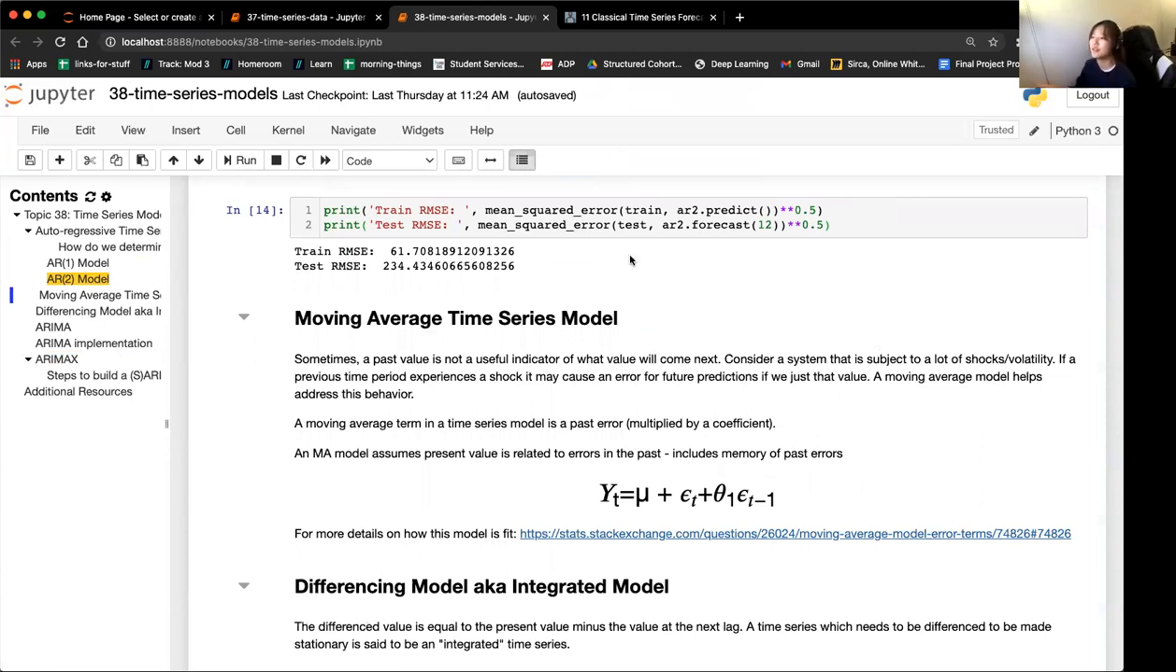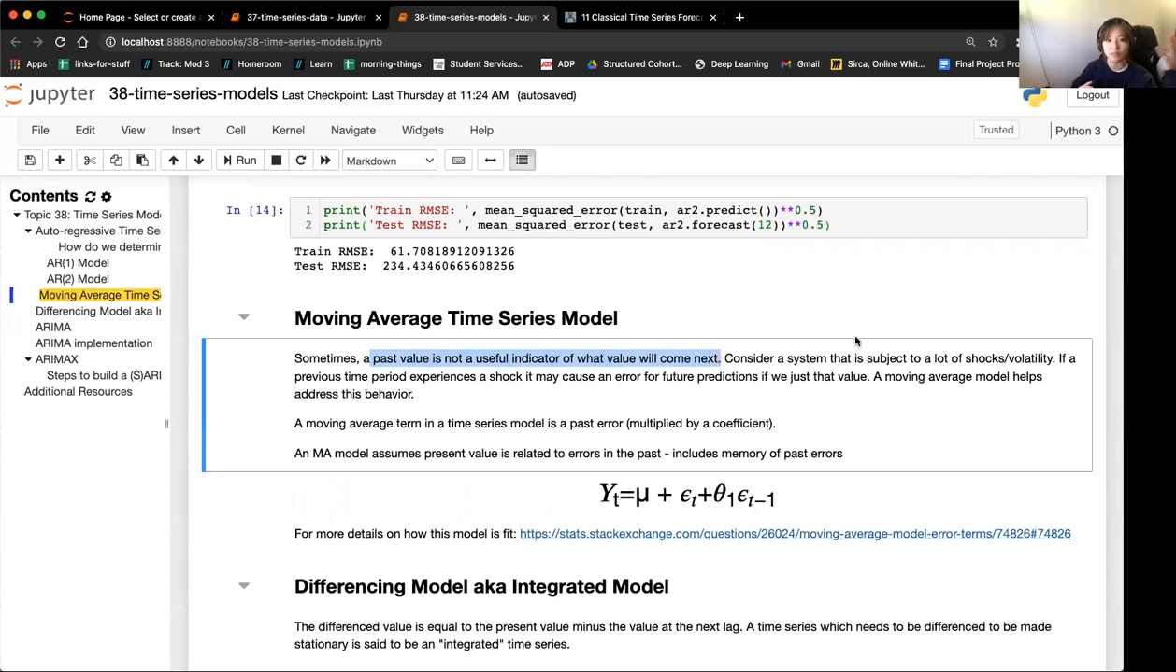All right, so adding moving average terms, the intuition behind that is that sometimes a past value is not a useful indicator of what value will come next, which is what we were dealing with when we included autoregressive terms. Consider a system that is subject to a lot of shocks and volatility. If that one day Bitcoin price went all the way up and then tanked back down again, it wouldn't make sense to have autoregression, because then you would predict that the next couple of days are going to be high when that is not the case. So if a previous time period experienced a shock, it may cause an error for future predictions if we just use that value. A moving average model helps address this behavior.